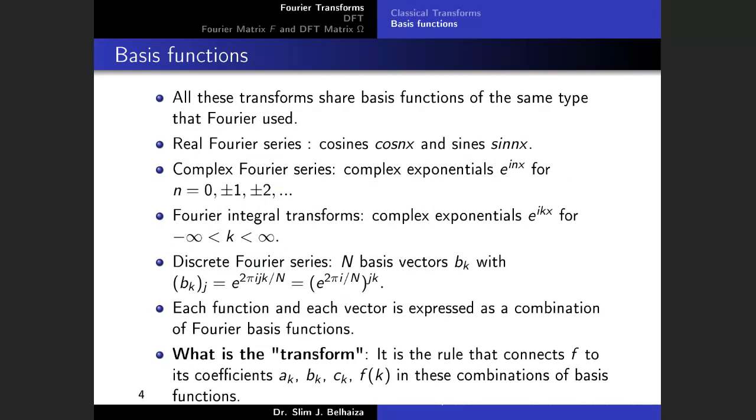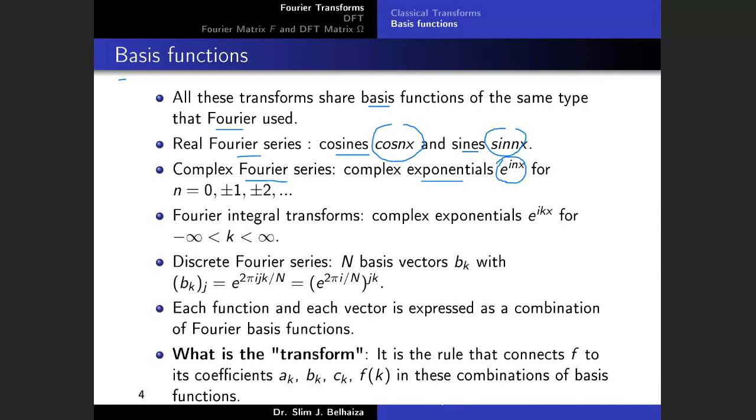So the first thing we have to learn is what are the basis functions we need. All these transforms share basis functions of the same type as the Fourier transform. For real Fourier series, we use cosines and sines, so cosine nx and sine nx. For complex Fourier series, we use complex exponentials, like e to the power i n x, for n a relative integer, so it's 0, plus or minus 1, plus or minus 2.